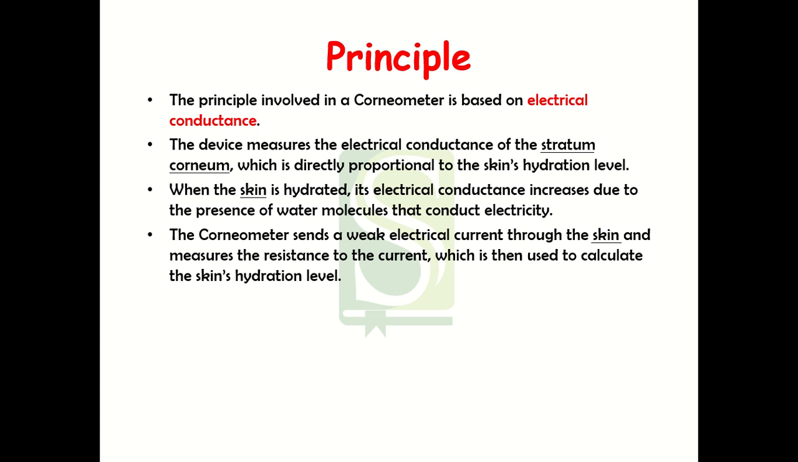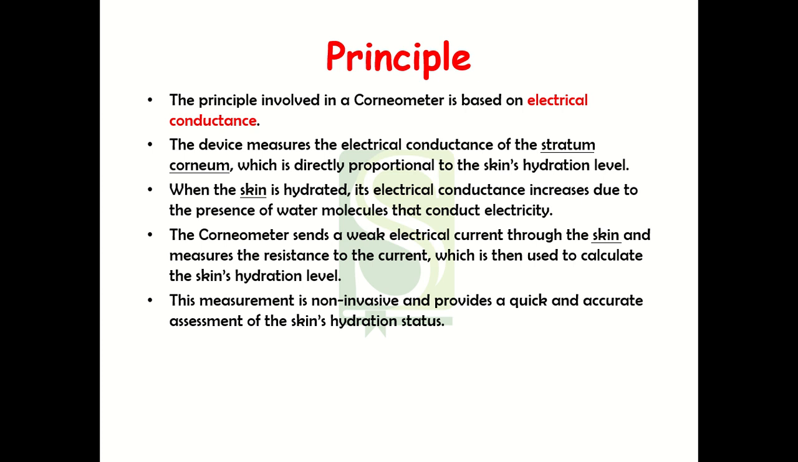So what happens in the corneometer? The corneometer is going to send a weak electrical current through the skin, and it is going to measure the resistance to the current, which is then used to calculate the skin's hydration level. If more is the resistance to the electrical current, drier is your skin. If the electrical current is passing through minimal resistance, it tells us that the water content of your skin is good.